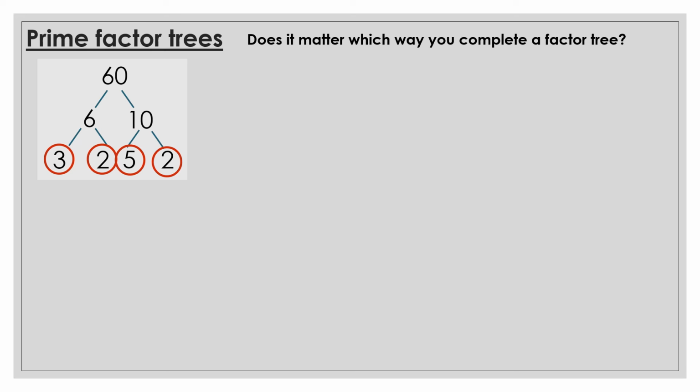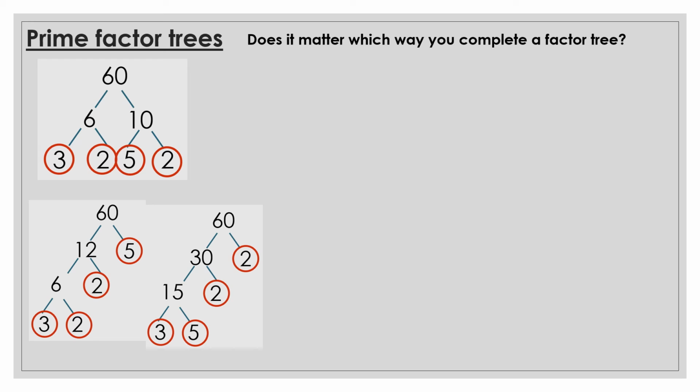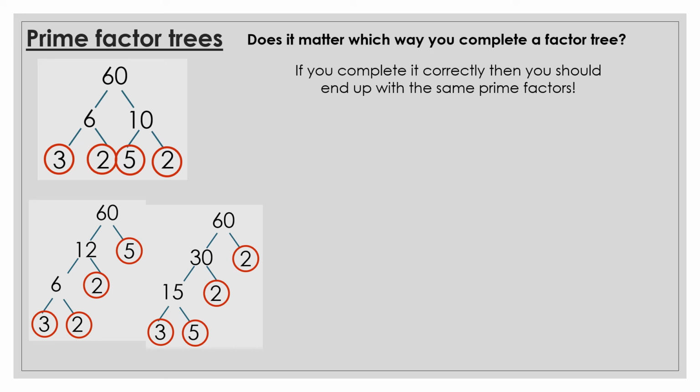Now, does it matter which way you do a factor tree? I used 6 times 10 to make 60, but what if I wanted to use a different set of factors, like 12 times 5 or 30 times 2? Look at the different trees that I've done for 60. Do I still get the same answer? Have a look at the circled prime numbers. Yeah, I get the same answers every time: 3, 2, 2, 5. So it makes no difference if your tree is different to somebody else's tree, as long as you do it correctly.